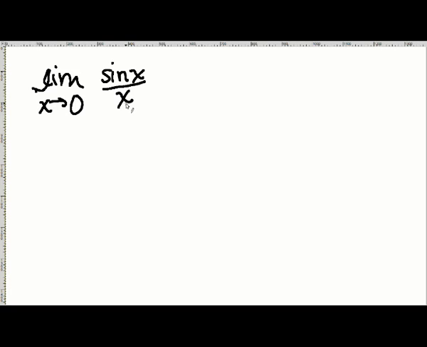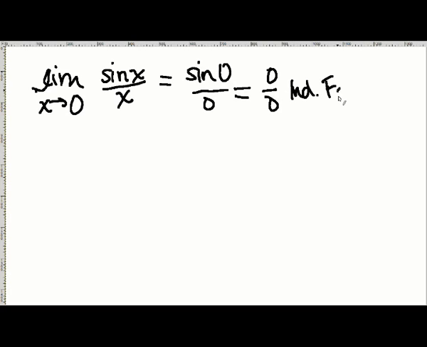First, as we do with any limit, we try direct substitution. So I try plugging in 0 for x. I get sine of 0 over 0. And sine of 0 is 0. So I get 0 over 0. This is an indeterminate form, which means I need to try something else.